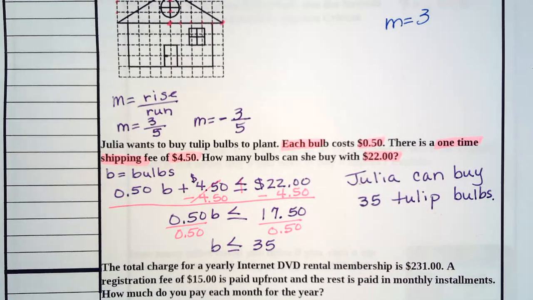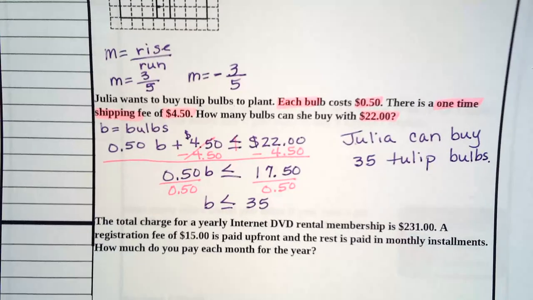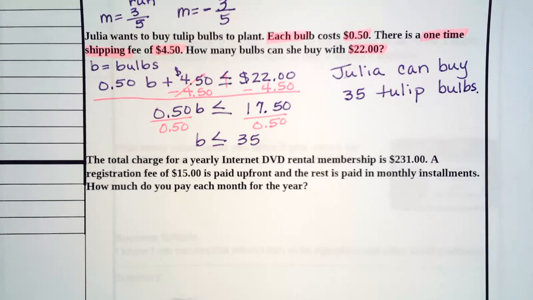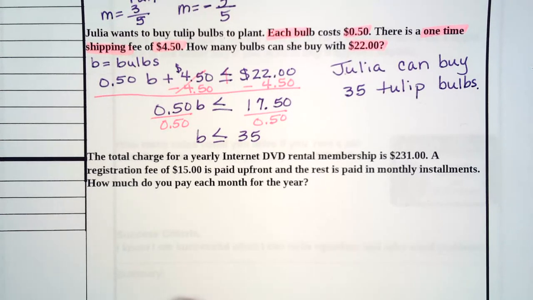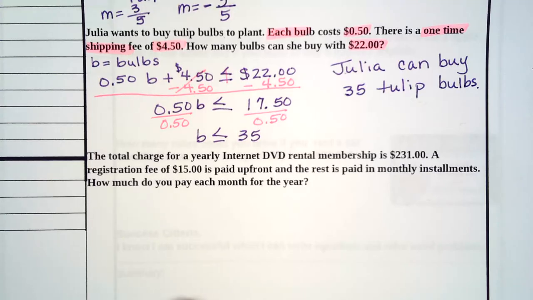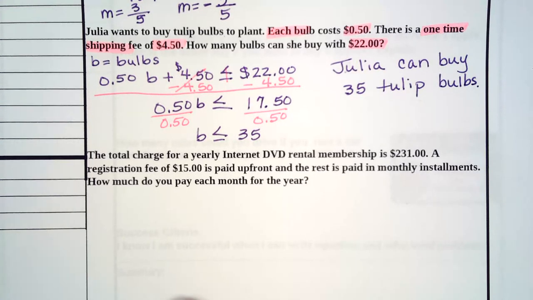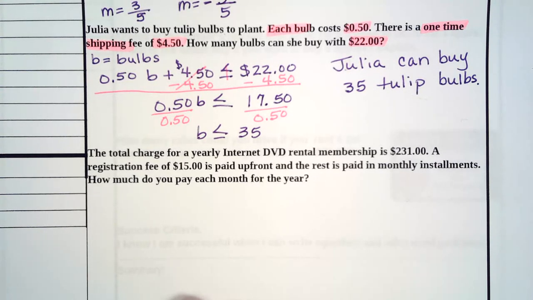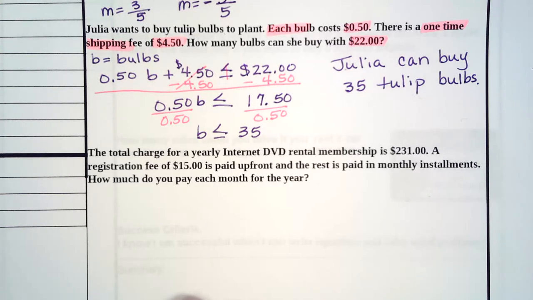Okay, and this, if you wanted to buy something, you'd have to realize how, with the amount of money you have, how many you can buy. So for the next one, the total you charge for a yearly internet DVD rental membership is $231. A registration fee of $15 is paid up front, and the rest is paid in monthly installments. How much do you pay each month for the year?